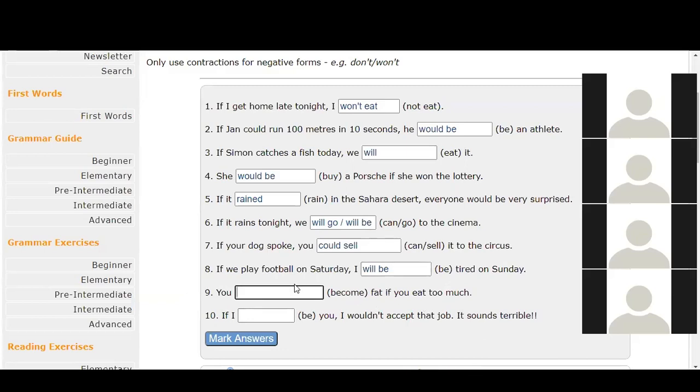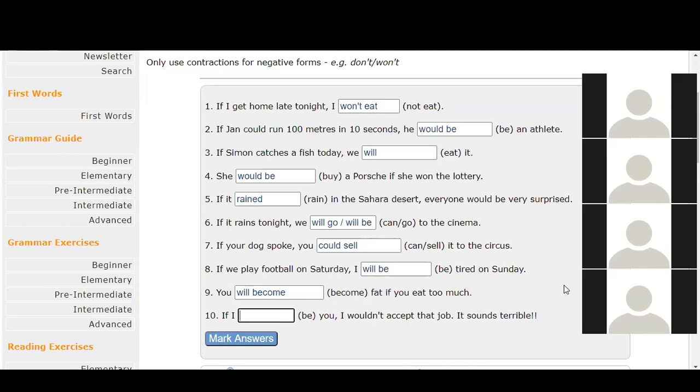Aj2r, next one, number 9. You won't become fat if you eat too much. Yeah, but logic. There is logic. You can use the zero conditional or the first. Both are okay. So look, I'm starting with if, right? If you eat too much, and then if A happens, then B will happen. So what's the verb here, Aj2r? Will. Exactly. So you can use will become, because if people eat too much, then this will happen, right? And you can also use zero conditional. You are telling me the general idea, general truth. You can also say you become. Both are fine. If you want to tell me the general rule, then just become. If you want to tell me, okay, if you do this, then this will happen, then it will become. Thank you. Good job, Aj2r.